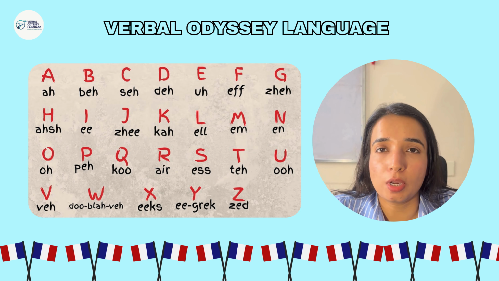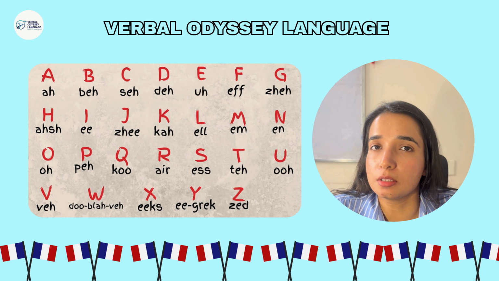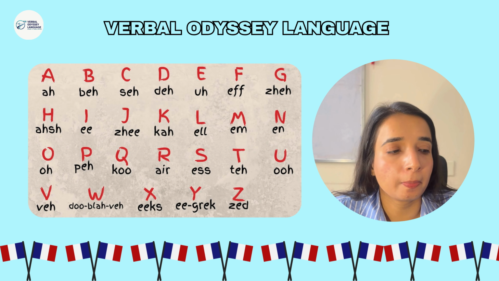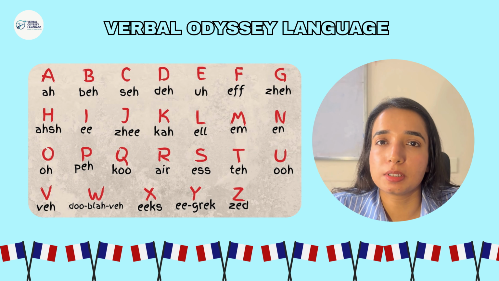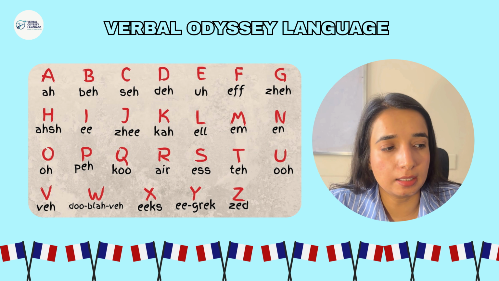Next we have H. Now H sounds like Ash in the alphabet, but in the word it is silent because H is considered a vowel in French. So how will we pronounce this word? We'll say Om. Next we have I. In the alphabet it sounds like E, and in the word also it sounds like E. For example, si and il.